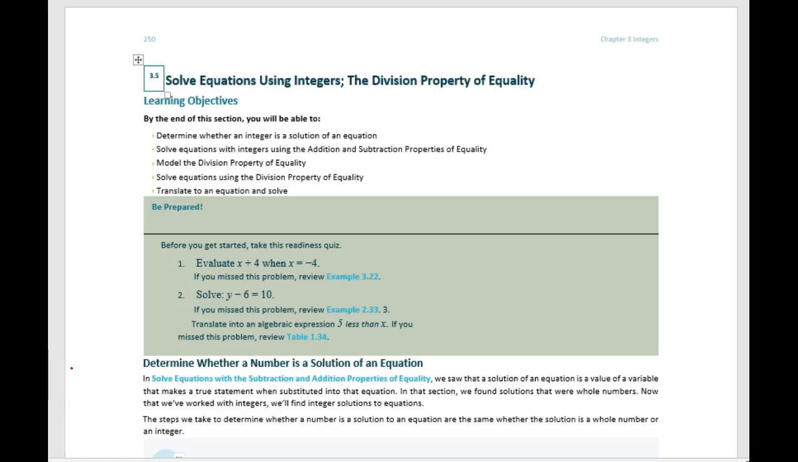All right, so here we're looking at section 3.5. We're really going to be solving some equations, and we're also going to be learning about some of our division properties here. So our learning targets, these are kind of important. This is what we're really focusing on today.